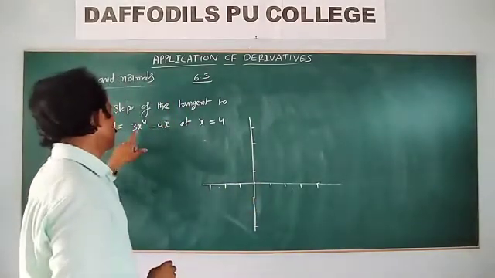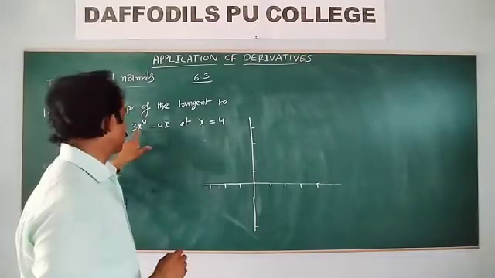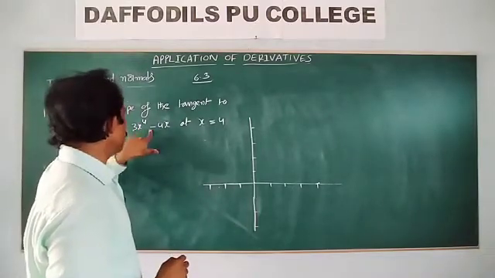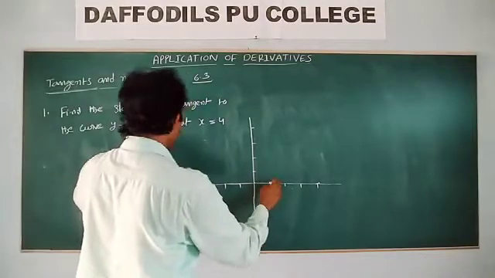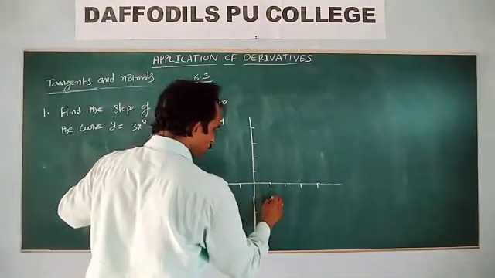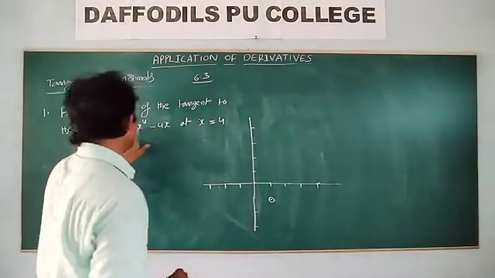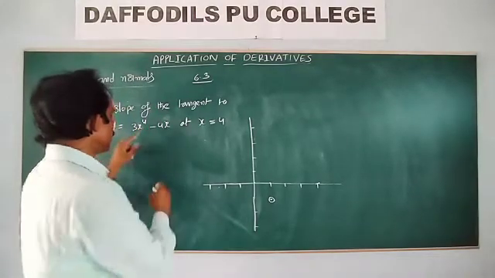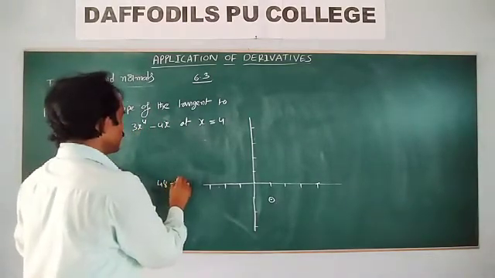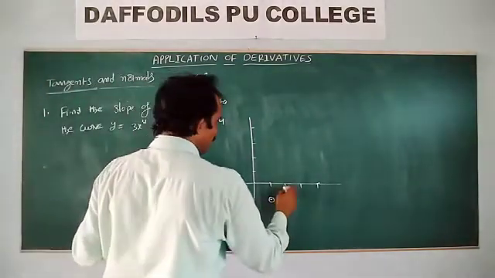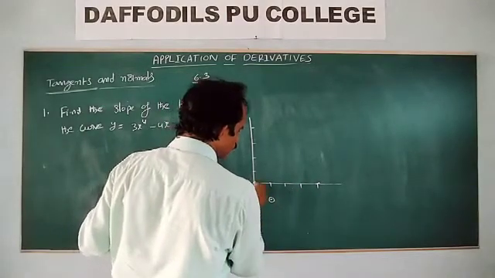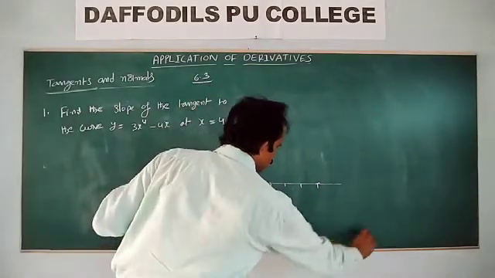Zero into 0, 0. Next, put x is equal to 1. 1, 3 minus 4. What is minus 1? Right. Put x is equal to 2. 16, 48 minus 8, 40. So 2 is approximately like this, so like this curve.